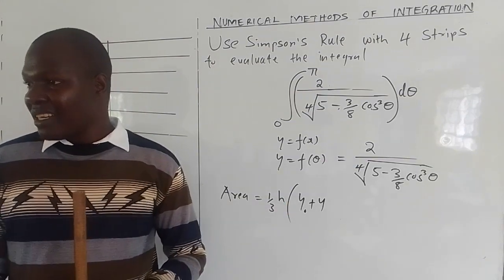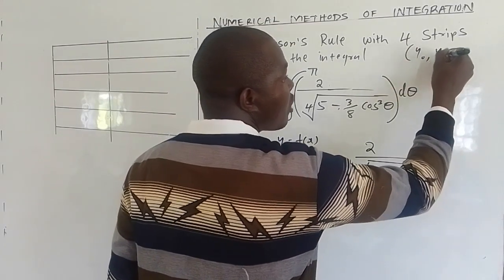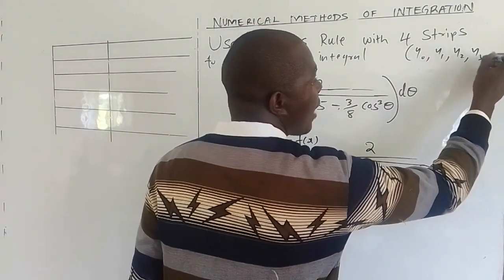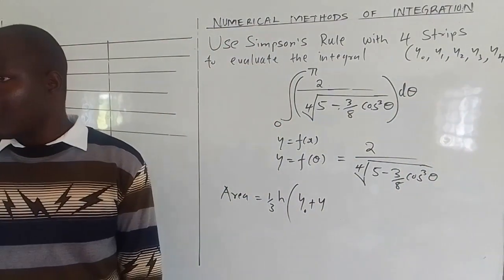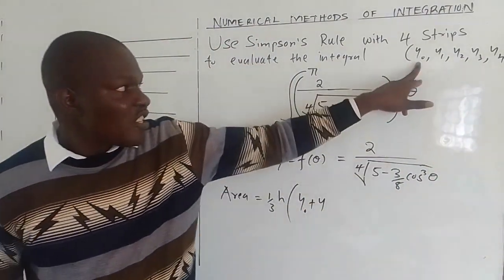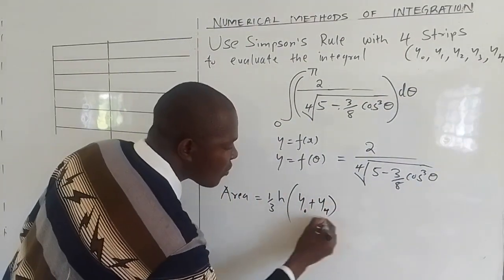Are you seeing that? So 4 strips means 5 ordinates: y0, y1, y2, y3, y4. 1, 2, 3, 4, 5. 5 ordinates, isn't it? So which one is the first? The first is y0, the last is y4. So it is y0 plus y4.